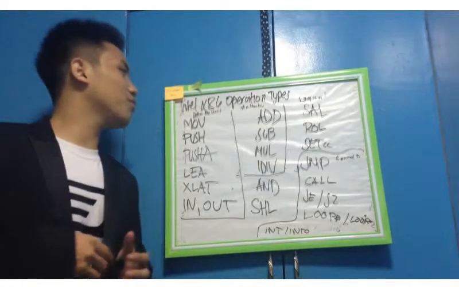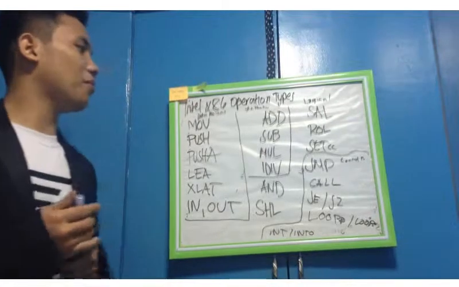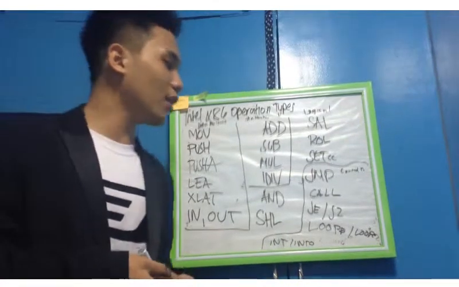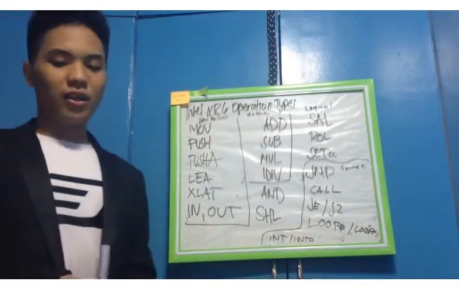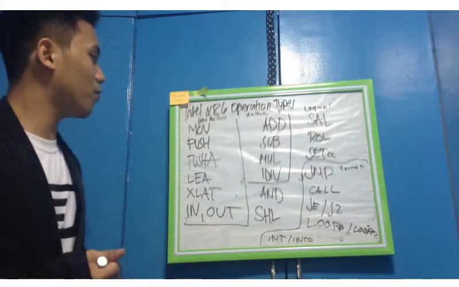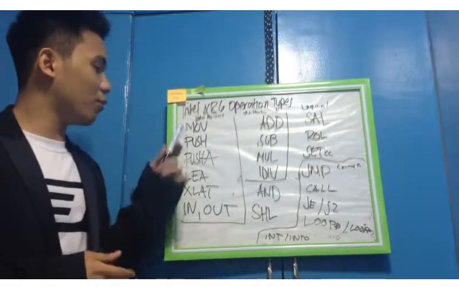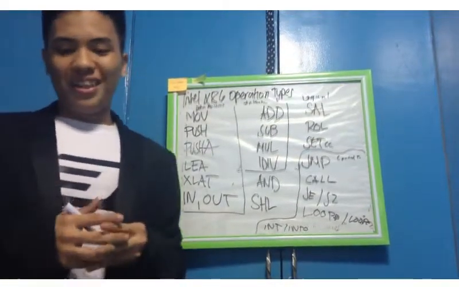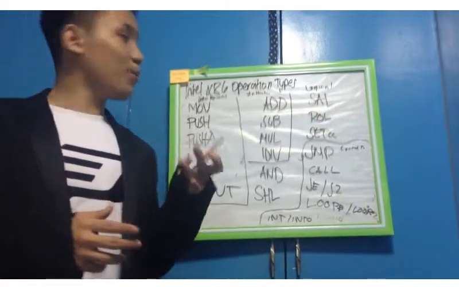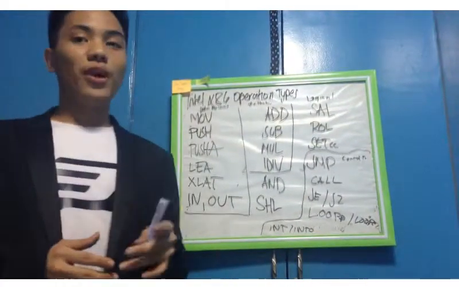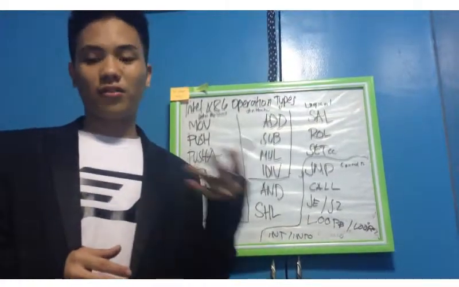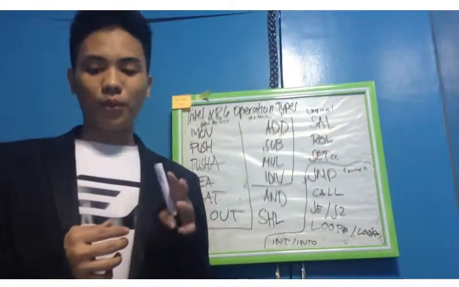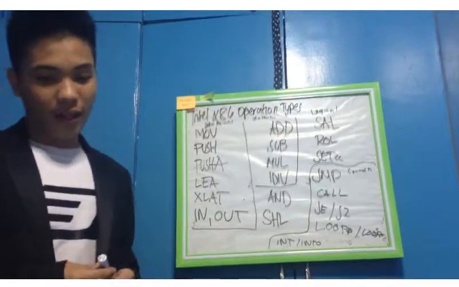Okay, let's now proceed to Intel x86 operation types. There are 4 parts: the data movement, arithmetic, logical, and control transfer. We talk first about the data movement. First of all is the move, MOV. MOV moves an operand between registers or between register and memory. Then the push, which pushes an operand onto the stack, and PUSHA.